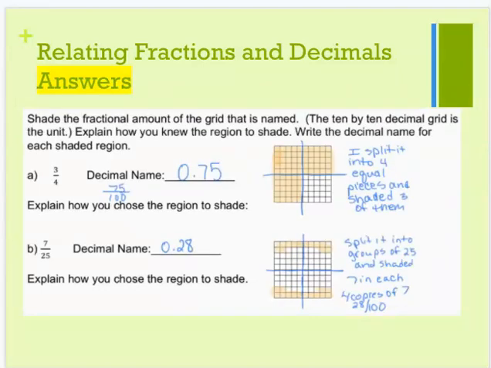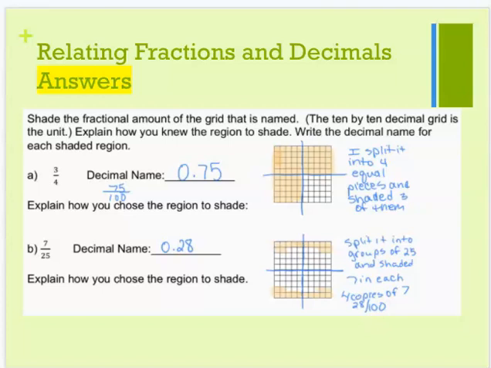This is how I did it. You could have done it differently. I was going from the perspective of a student who doesn't necessarily know what the decimal is, but they do understand fractions, that 3/4 is equivalent to 3 copies of 1/4. So if I split the region into 4 equal pieces and shade 3 of them, I am showing 3/4.